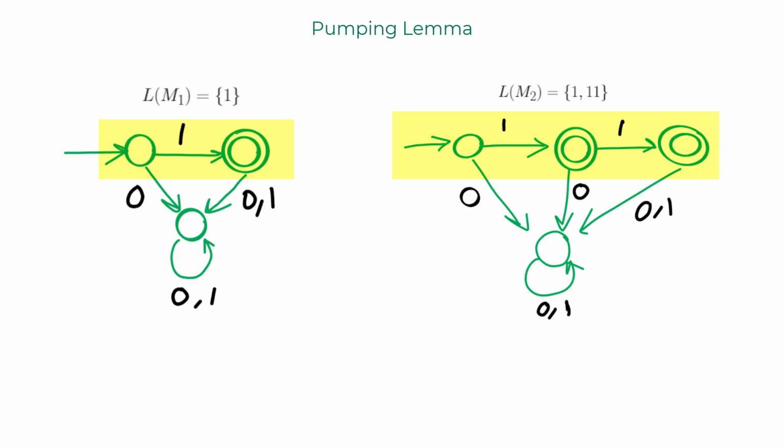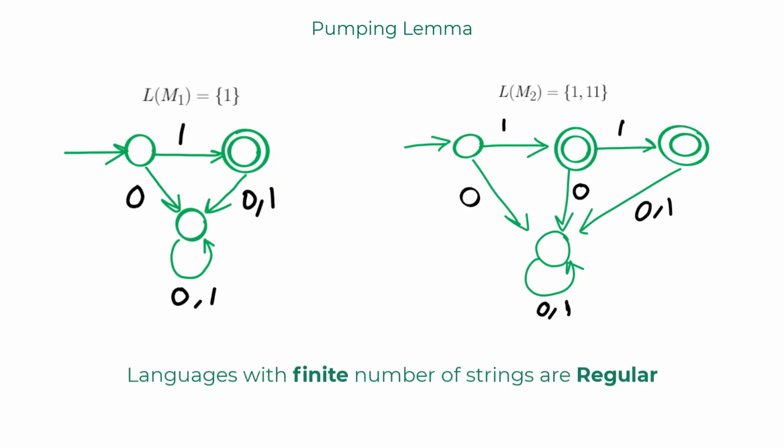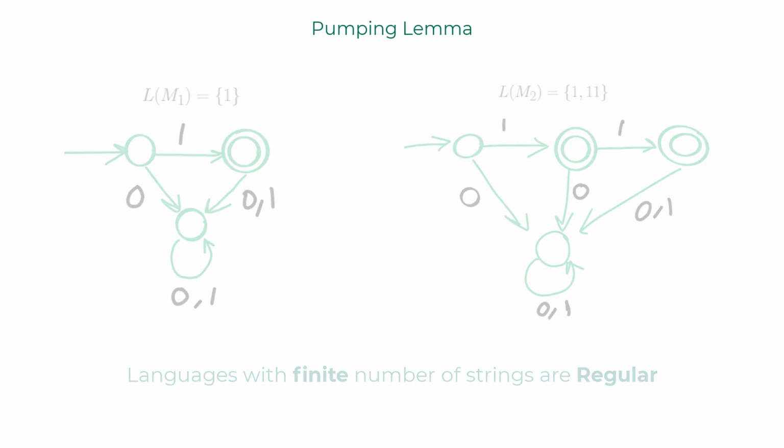Such DFAs which do not pump any symbol in the path of acceptance lead to languages with a finite number of strings. We already declared that a language containing a finite set of strings is a regular language. You can always create a DFA with finite states that can accept every string in this finite language. The trouble starts when we deal with languages that contain infinite strings with unbounded length.